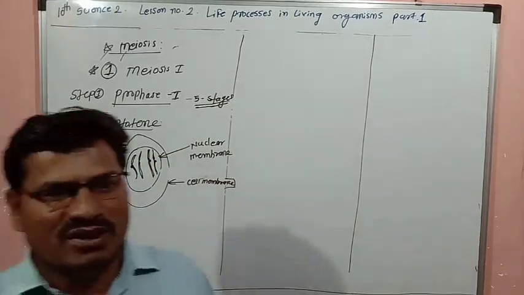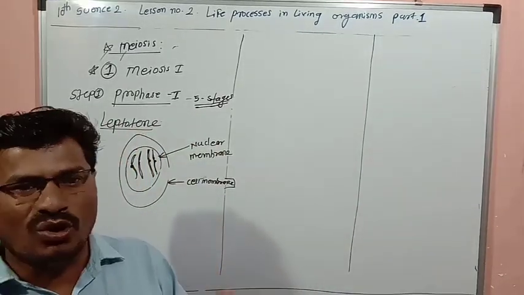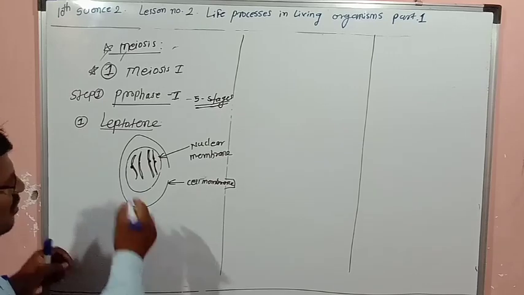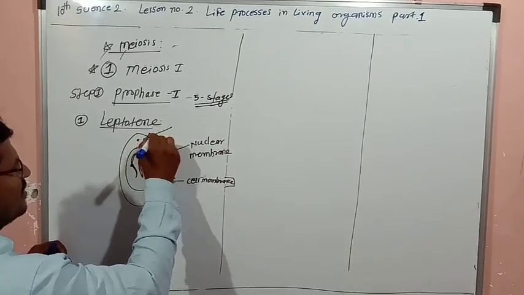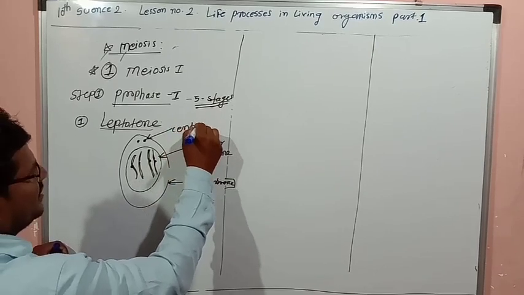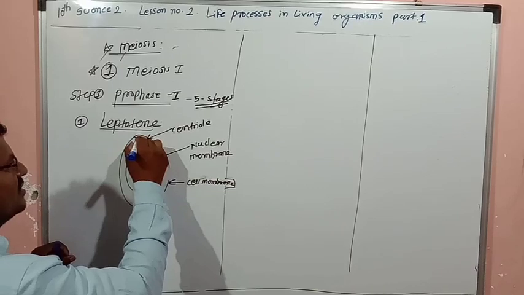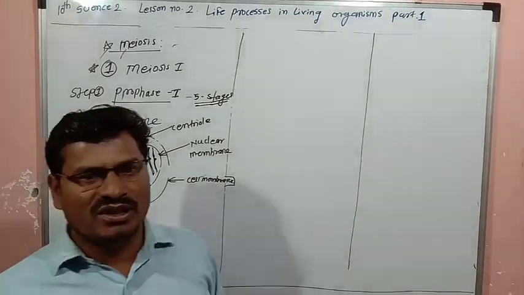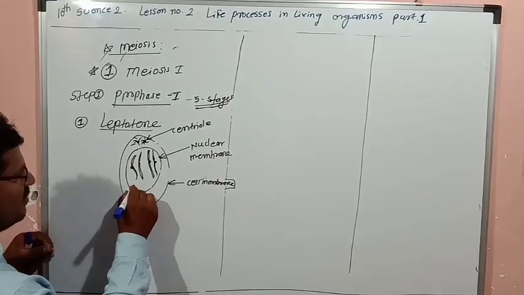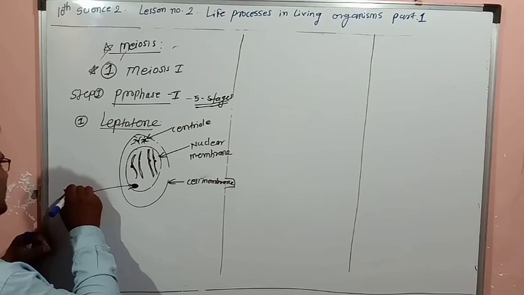So in prophase first, in leptotene, which things occur? I told before, here will be the centriole, from where spindle fibers develop. And here will be the nucleolus.